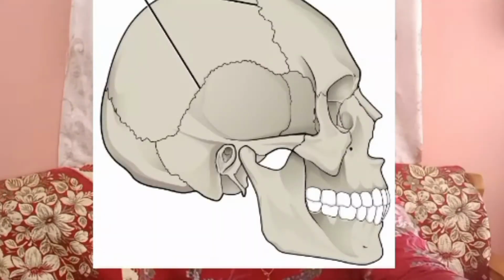The function of this immovable joint is that it gives a definite shape or size to the concerned part of the body or organ, and it also protects that particular organ. We are talking about the cranium, and you know that it protects your brain. So have a look.